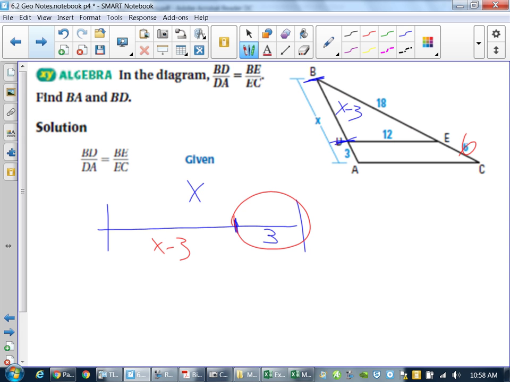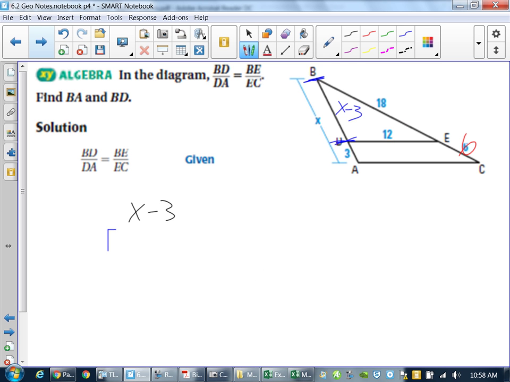We okay on that? Yes, sir. Do that in reverse, and then it gives you x minus 3, and then gives you 3. Exactly. And we'll see more and more of that as this gets more complicated in a few days. Okay? So now it's just a matter of filling in the blanks. BD was x minus 3. DA, 3.